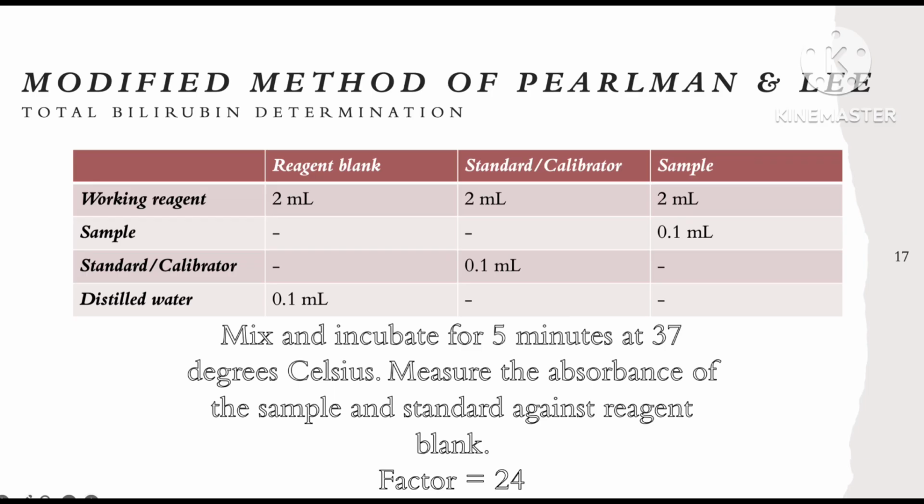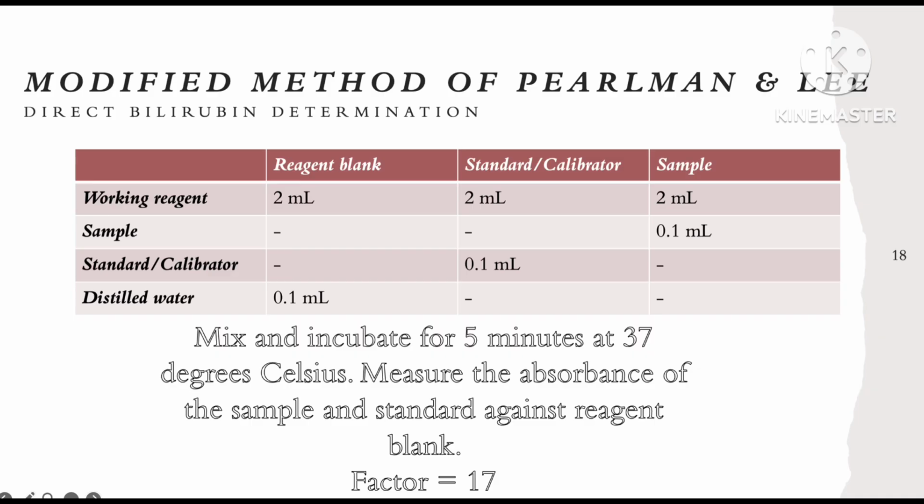In order for us to determine total bilirubin using the modified method of Pearlman and Lee, I will already be preparing the working reagent for you, so you only have to pipette 2 ml or 2000 microliters of the reagent and 100 microliters of the sample, or 0.1 ml. You have to mix and incubate for 5 minutes at 37 degrees Celsius. Then measure the absorbance of the sample and the standard against the reagent blank. The factor that we will be using for total bilirubin determination is 24.